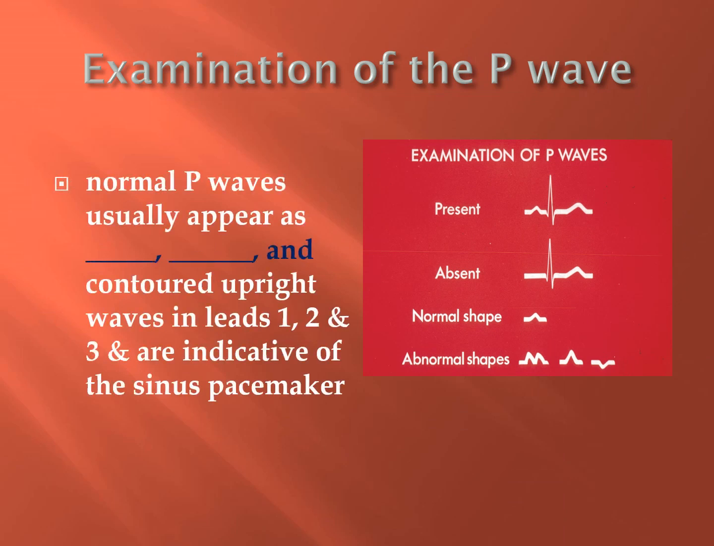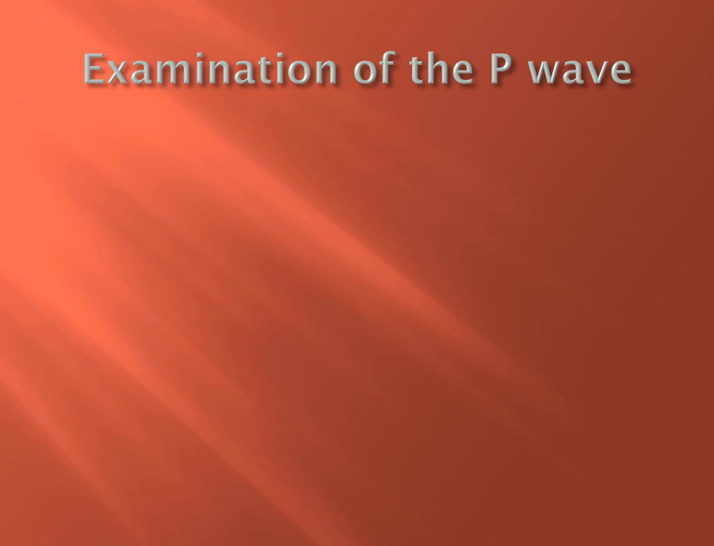Normal P waves should appear small and smooth, like what we see in the normal shape there. So this is your chance to really judge something by its appearance. The small and smooth contouring of the P wave should be indicative of the sinus pacemaker. It should be indicative that it's coming from that SA node. When we see abnormal or absent P waves, we might have a different situation going on.